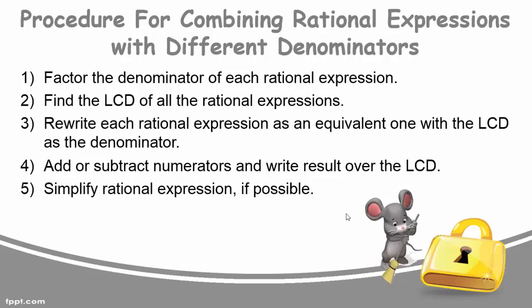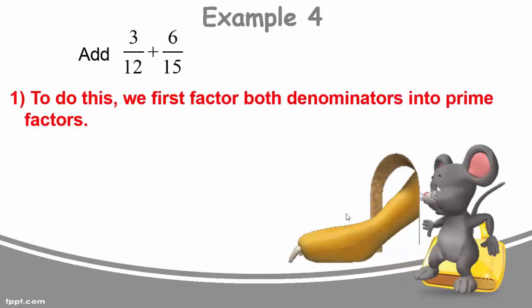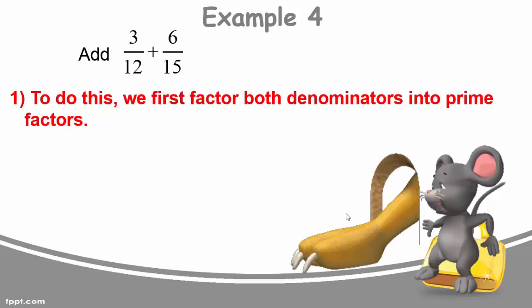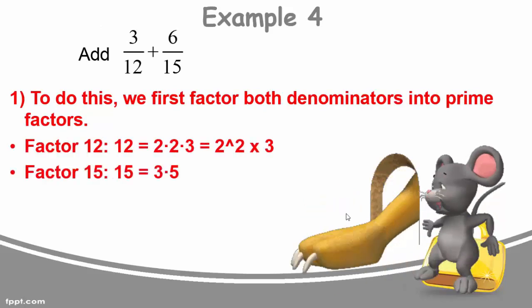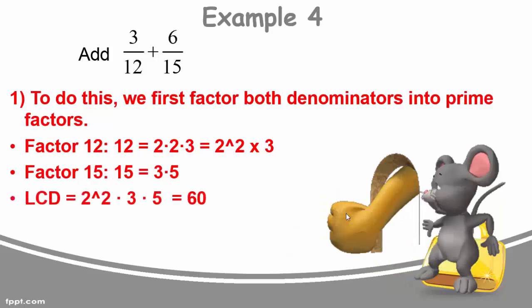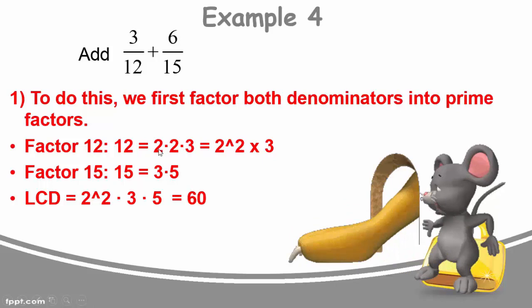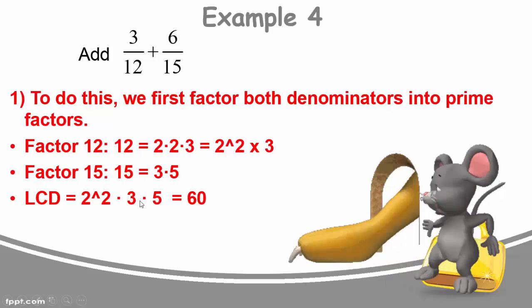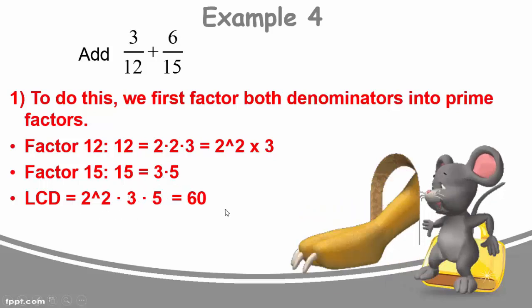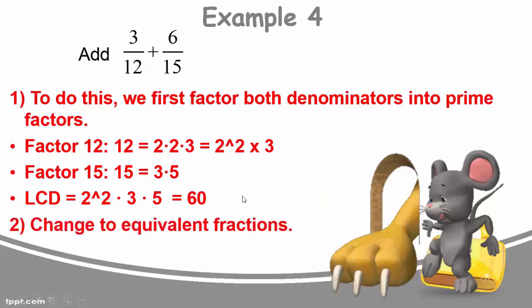So I'm going to work through just a regular fraction using these steps. For the first step, I factor 12 and I factor 15, and I find the lowest common denominator. I have 2 squared, that's the highest power of 2, I have one 3, and then I have 5, and so it turns out that the lowest common denominator is 60.